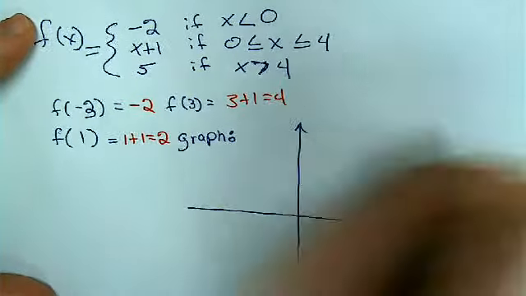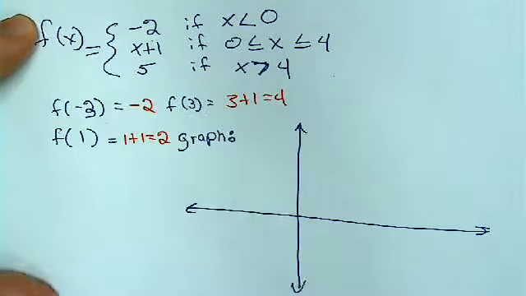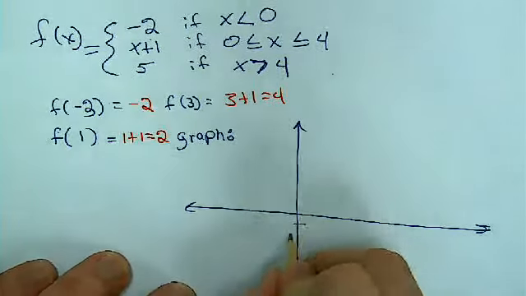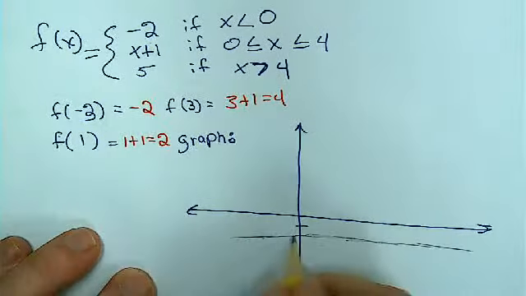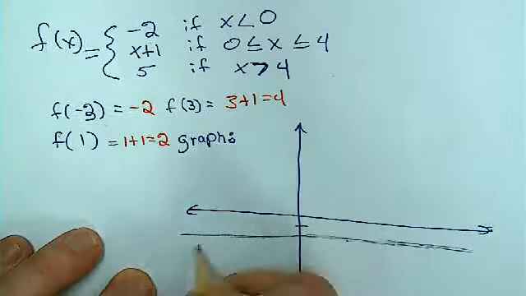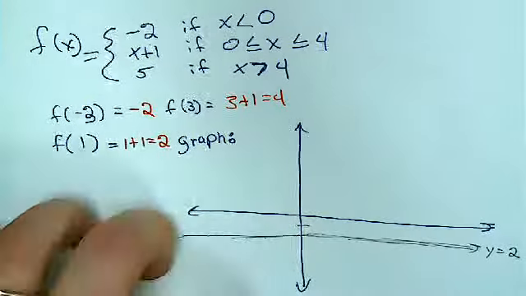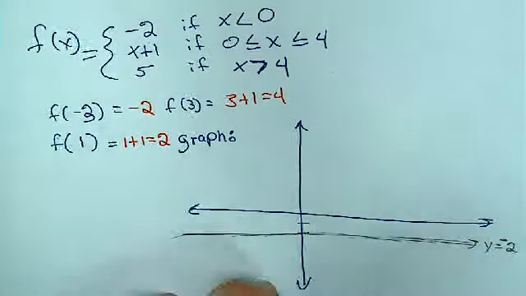What does the graph of -2 look like? If it's just y equals -2, what am I drawing? Straight line through -2, or a horizontal line through -2. So 1, 2. So here's my horizontal line through -2. There it is. Thank you.